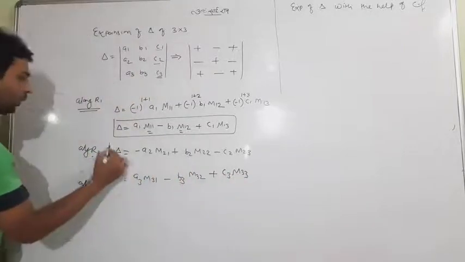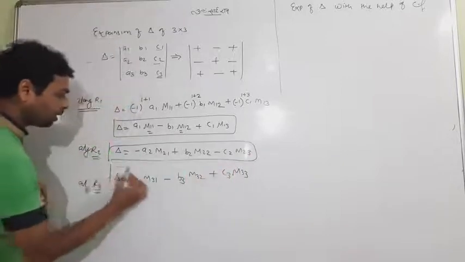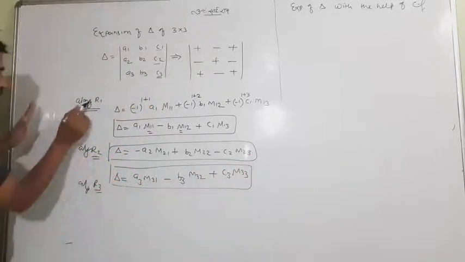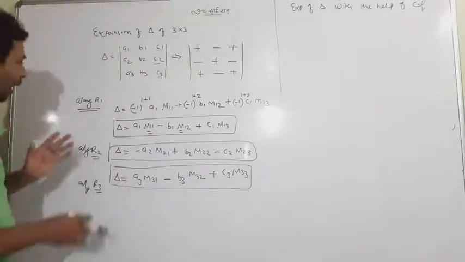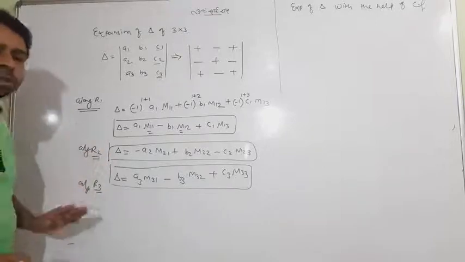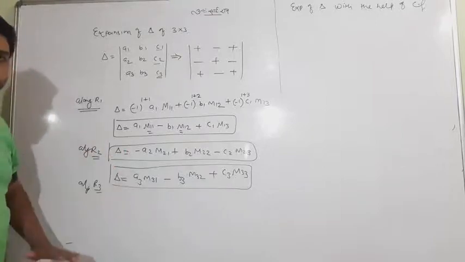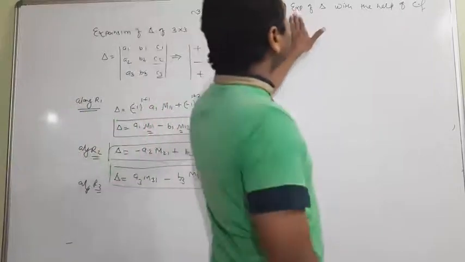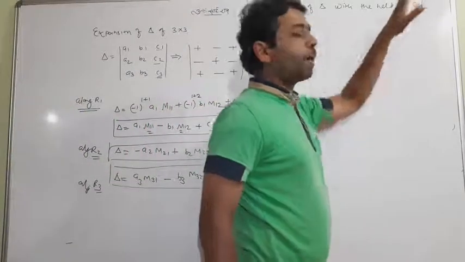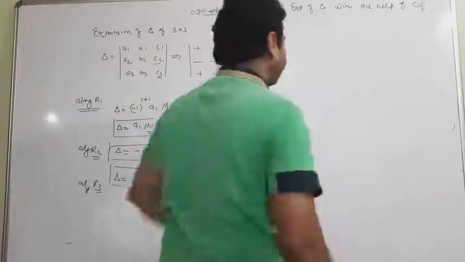Okay, that only I have written twice because now I want to say something. Along R1, R2, R3. Don't worry, I haven't taken here along column 1, column 2, column 3. This is sufficient. Now go through this: expansion of determinant with the help of cofactor. What I want to say, look at properly.